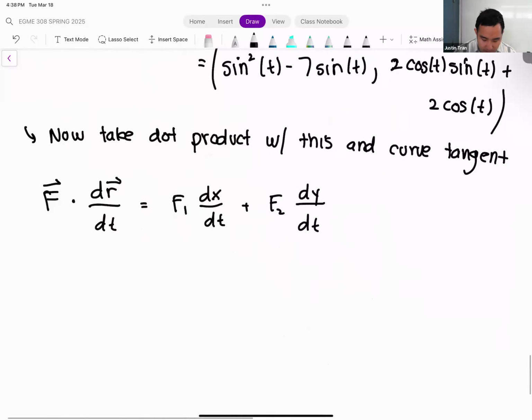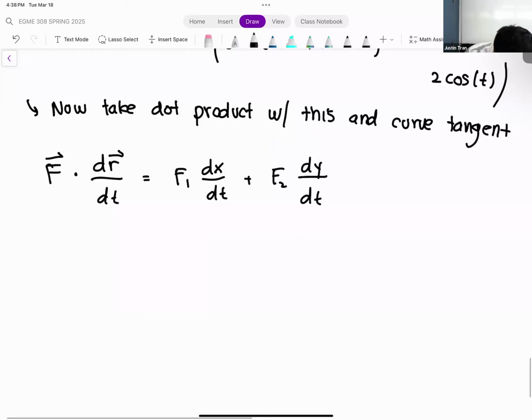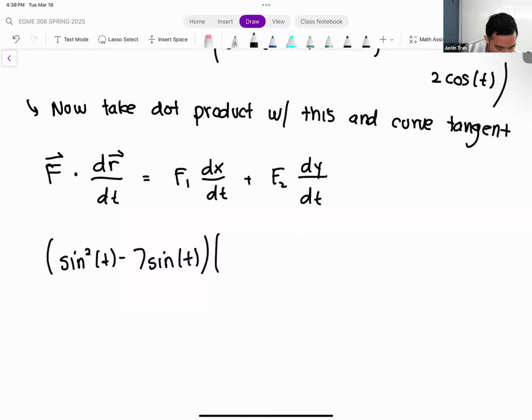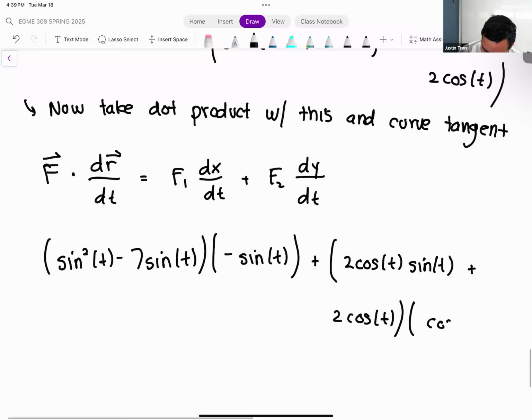And so we plug these in, and what we get is f1, which is sine squared of t minus 7 sine of t, multiplied by dx dt, and that's going to be a minus sine of t, plus f2. f2 is 2 cosine of t sine of t plus 2 cosine of t, multiplied by dy dt, which is cosine of t.